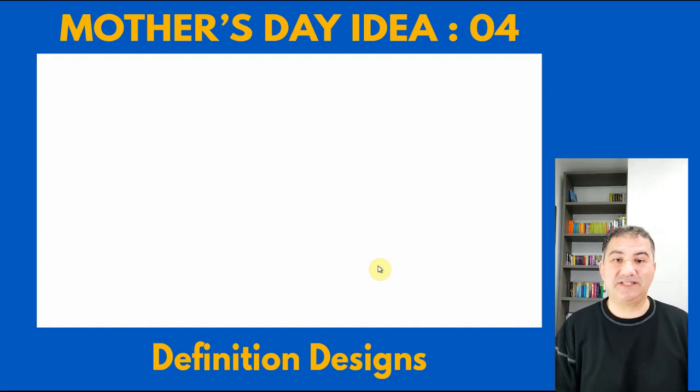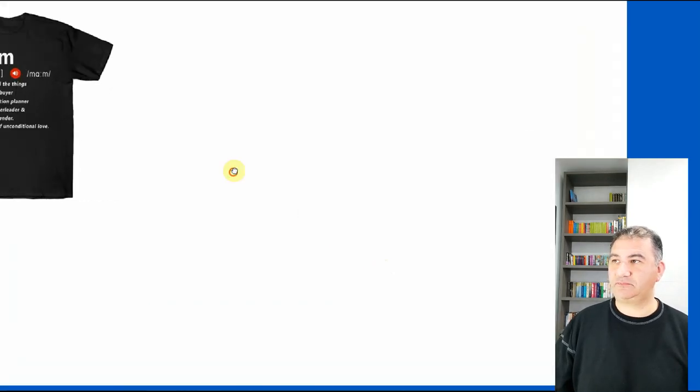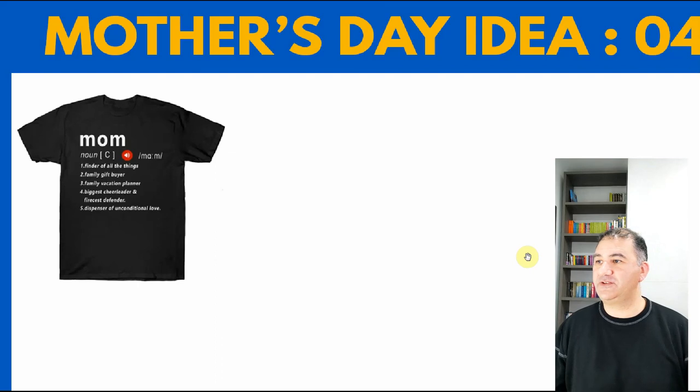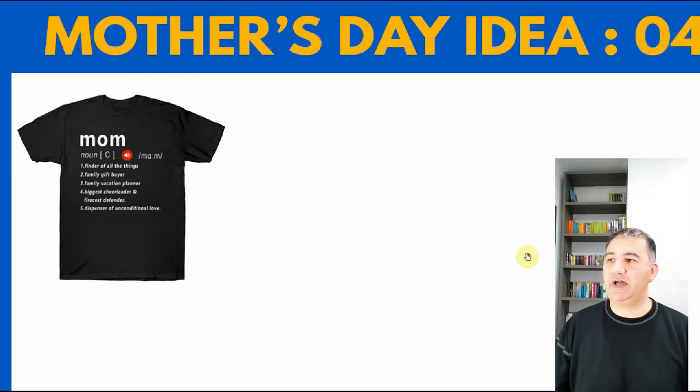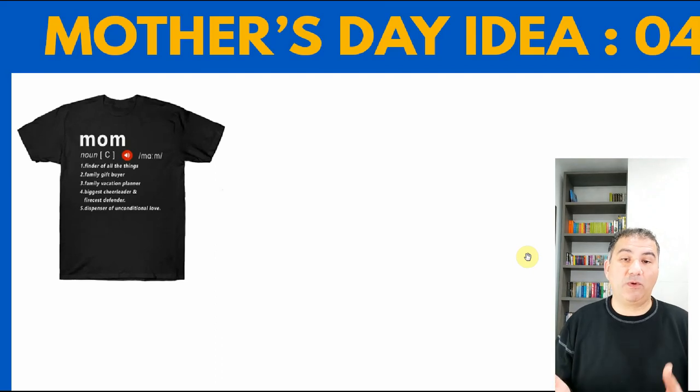Let's take a look at some of the design examples. So the first one, we're going to have to zoom in here. So we got mom, finder of all things, family gift buyer, family vacation planner, biggest cheerleader, and fiercest defender, dispenser of unconditional love. Okay, so we're given 5 definitions. You might want to create one with 3 definitions, or 4, or 5, or 6.